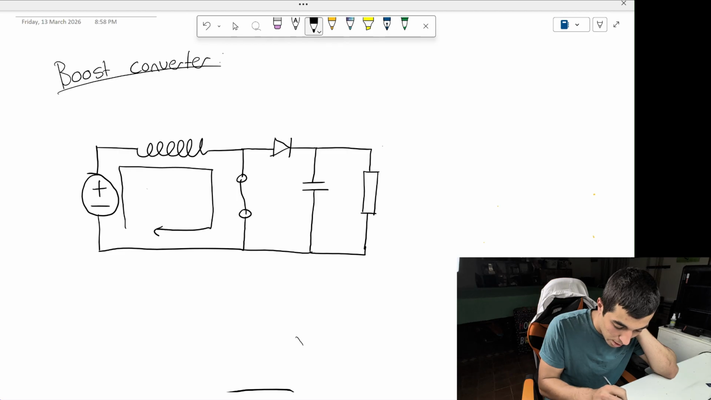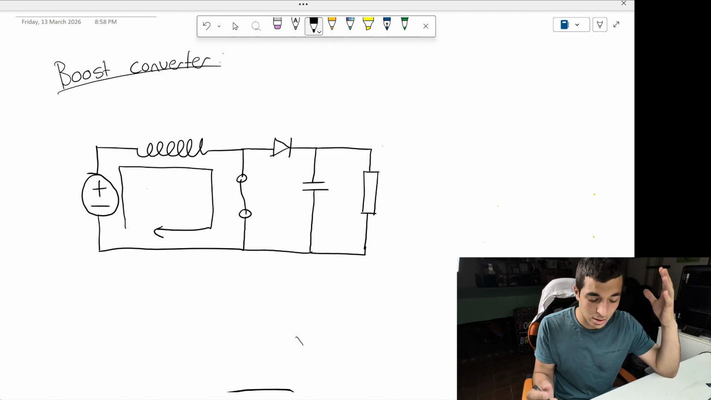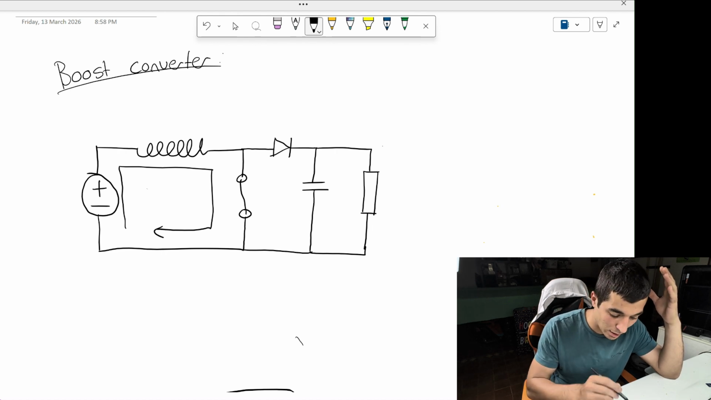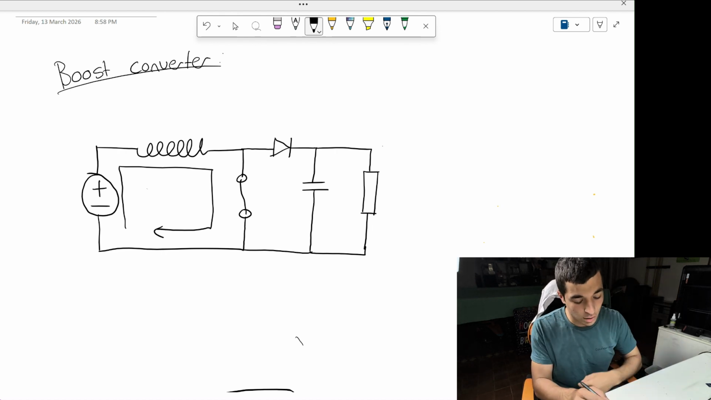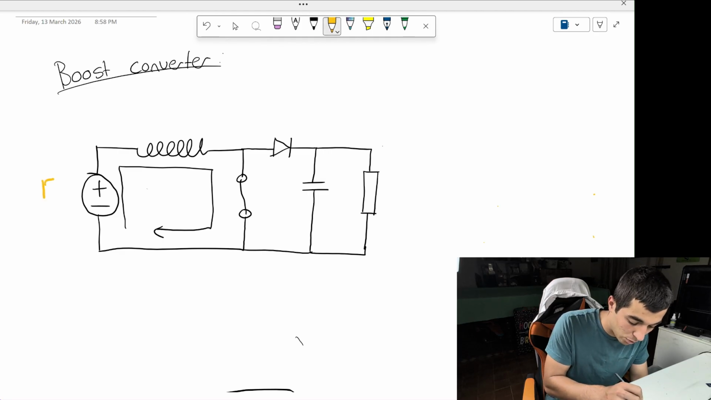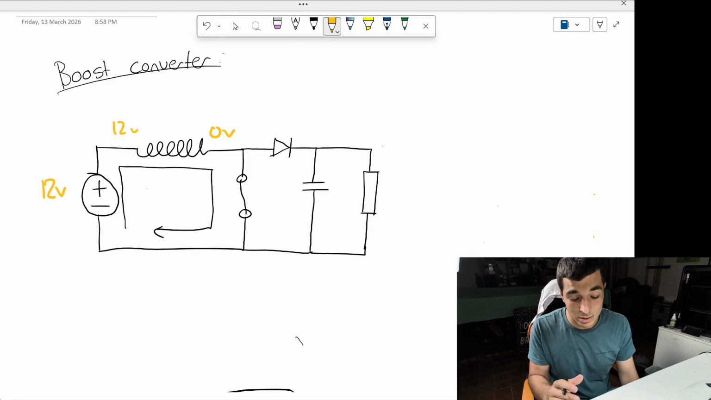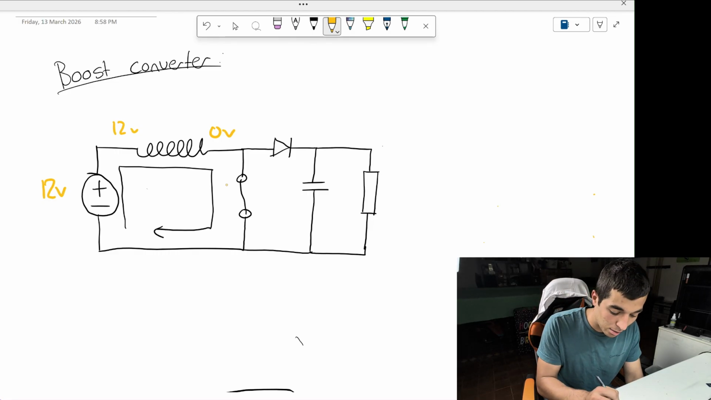That's going to go through the battery. Sorry, I said capacitor. Inductor. We're going to charge the inductor. It's going to go through the switch, going to go to ground. Now say we have 12 volts on the battery. There's going to be 12 volts on the left side of the inductor, and then 0 volts on the right side of the inductor. And this is because the switch is pulling it to ground, right?